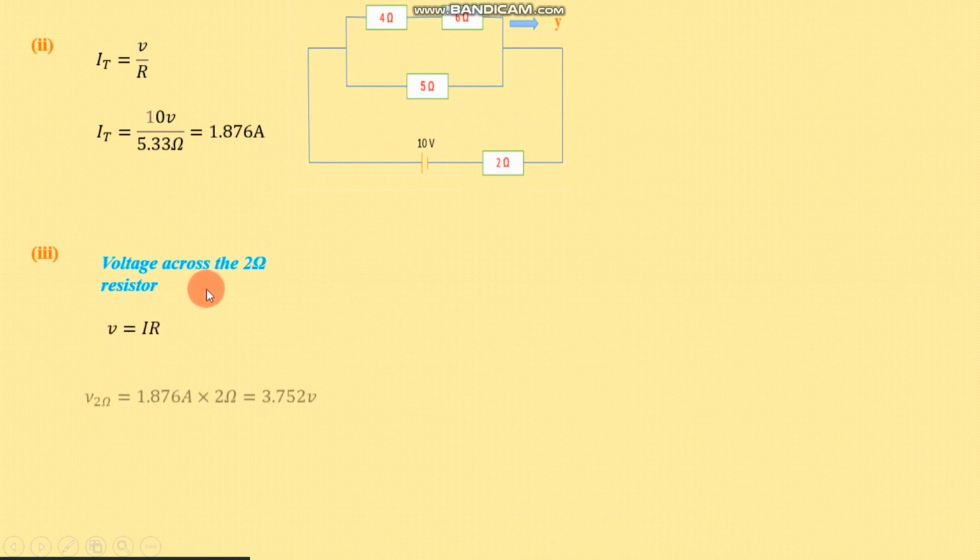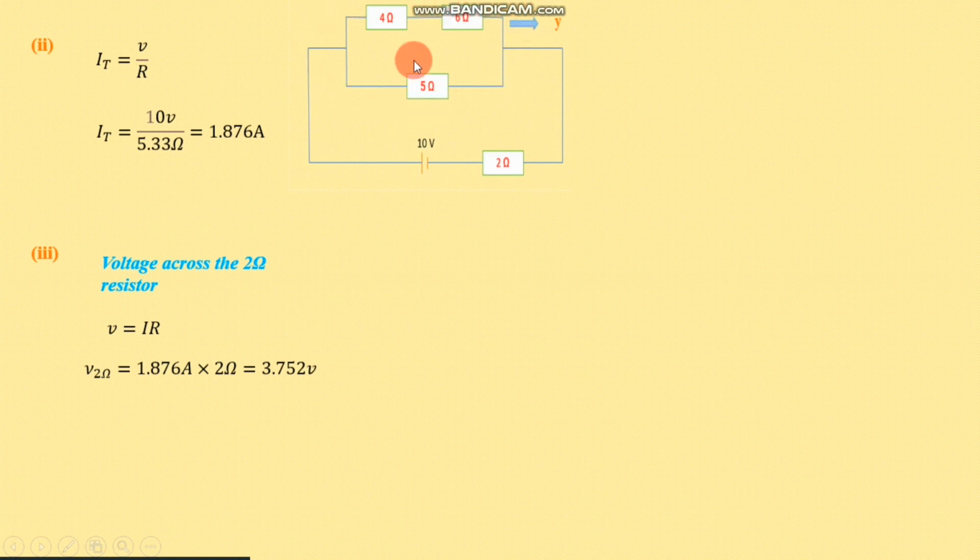So substituting the values, we get the potential difference across the 2 ohms is 1.876 amperes times the 2 ohm, we get 3.752 volts. So 3.752 volts is the potential difference across the 2 ohm. Now the 2 ohm is in series with the sum of this one.